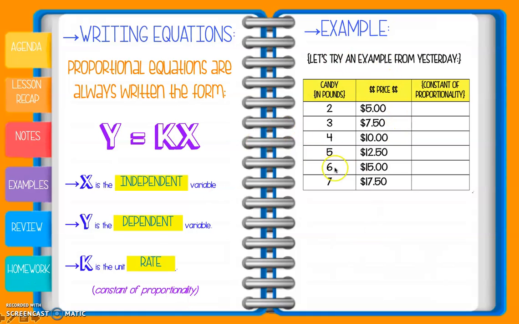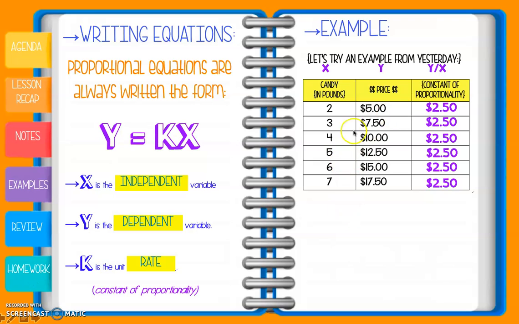Okay, so here's a table that we worked with yesterday, and we're going to write an equation for this table. We talked yesterday that this column here is always our x, this column here is always our y, and we can find the constant of proportionality by dividing y by x. So we have 5 divided by 2 gives us 2.5. 7.50 divided by 3 gives us 2.5. $10 divided by 4 gives us 2.5. 12.50 divided by 5 gives us 2.5, and so on throughout our table. So we know that our constant of proportionality, or our unit rate, is $2.50.